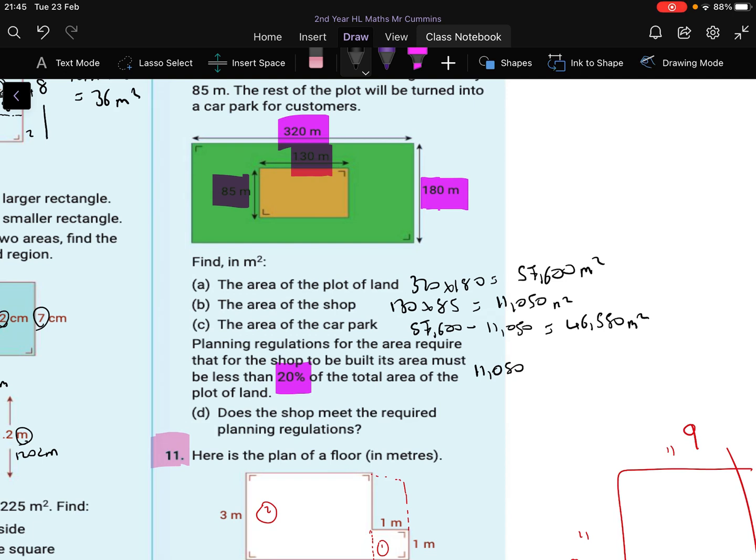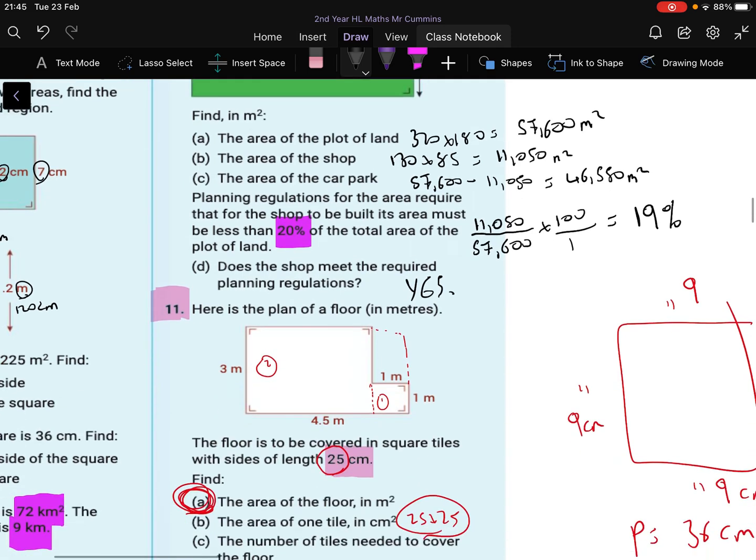11,050. And the area of the total piece of land was 57,600. We multiply that by 100 over 1 to change it to a percentage. Remember, this has to be under 20% or it's a no-no for the shop. So let's put it into the calculator. Hang on. Okay, yes, just about. That is coming out at 19%. So the answer to that is going to be yes, just about.